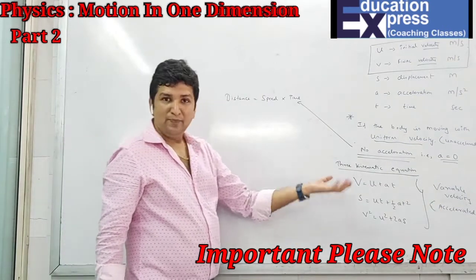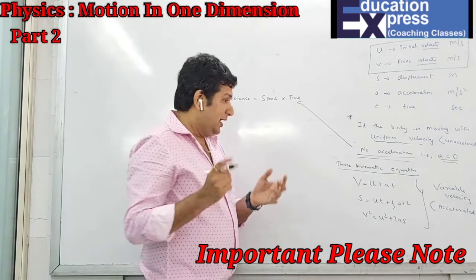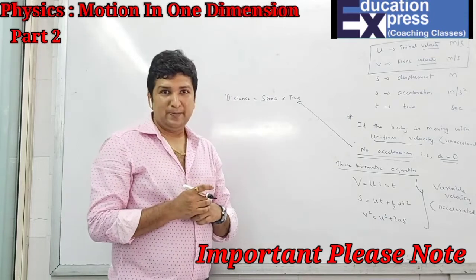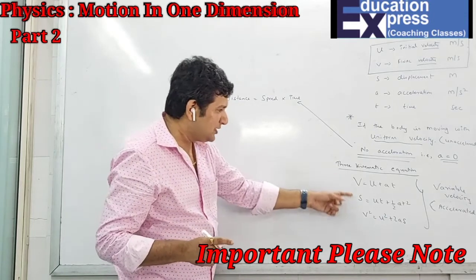When to use this formula? I'll say it in very simple words. In case you want to find the final velocity, the final velocity you can see the first and the second.